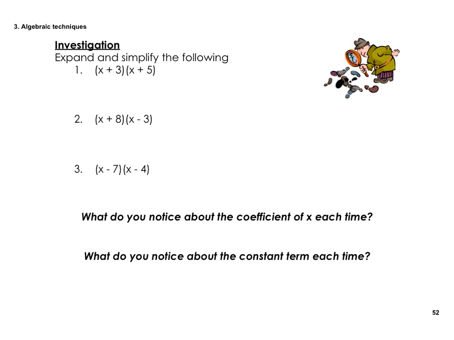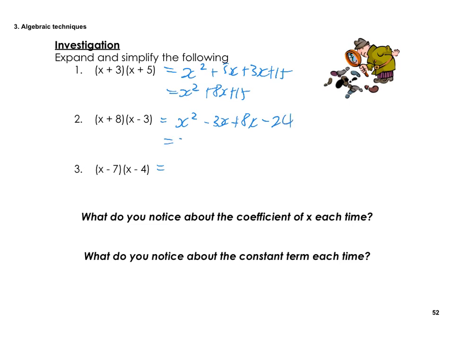Alright, so write these down, please. Let's use FOIL, as we've done previously, and expand each of these and collect like terms. So have a go, and we'll go through it. Okay, so x squared plus 5x plus 3x plus 15, x squared plus 8x plus 15, x squared minus 3x plus 8x minus 24, x squared plus 5x minus 24.